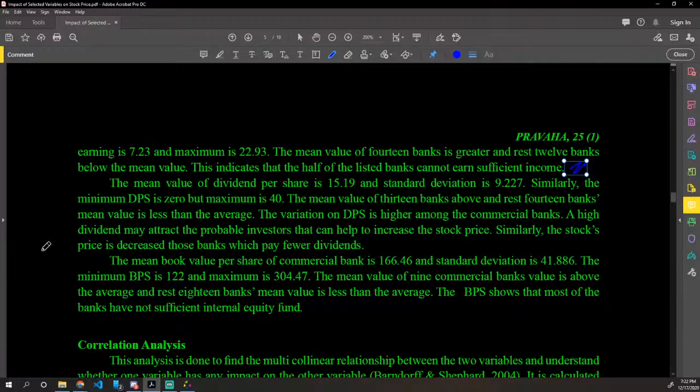The mean value per share of commercial banks is this much, the standard deviation is this much, and the minimum and maximum are this much. So the mean value of 9 commercial banks is basically higher. Okay, same thing as above, right? But lost in a lot of cases. Less risk, 16 less than average. It shows that most do not have an internal equity fund.